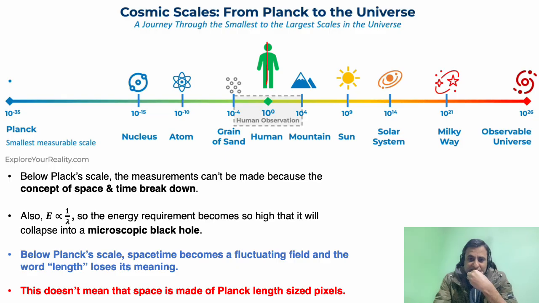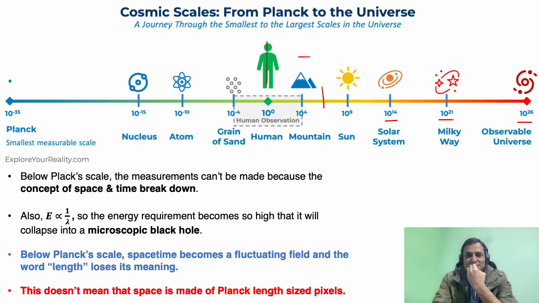And then there are mountains, which are 10 to the power 4 meters, on the order of kilometers. Before the sun there should be the Earth, because Earth is smaller than the sun. The sun is 10 to the power 9 meters in size. Then you have the solar system, which is 10 to the power 14 meters. And then the whole Milky Way, our galaxy, which is about 10 to the power 21 meters. That's a ridiculously large number. And then the whole universe itself, which is 10 to the power 26 meters, this observable universe that we can observe.